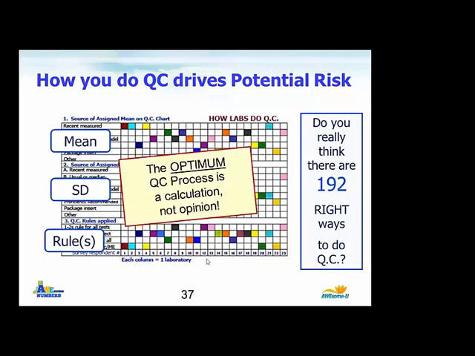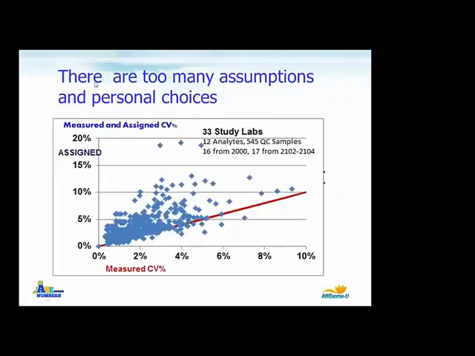The optimum QC process is a calculation. It's not an opinion. This is what people do. This is the study that we were looking at. These are the 33 labs. This is the measured CV on the bottom on the y-axis versus the assigned on the top. This is a measured CV of 4 with an assigned CV of 20.